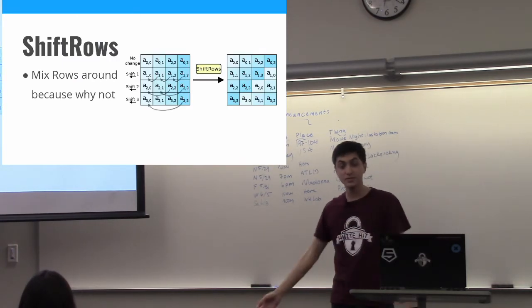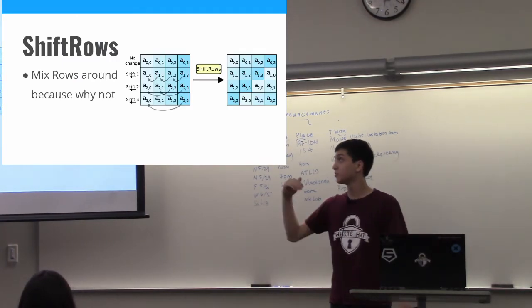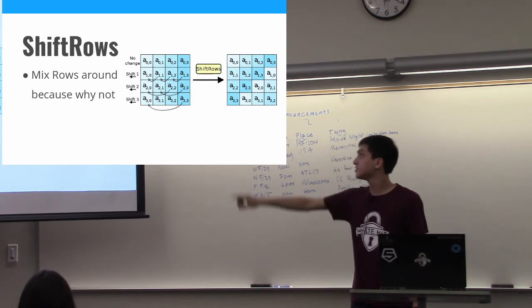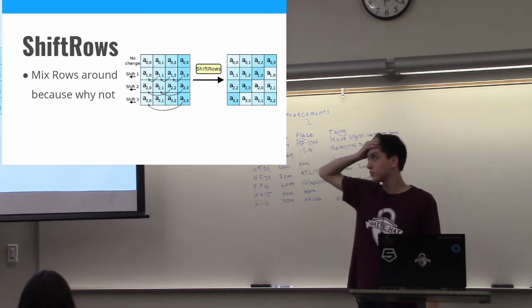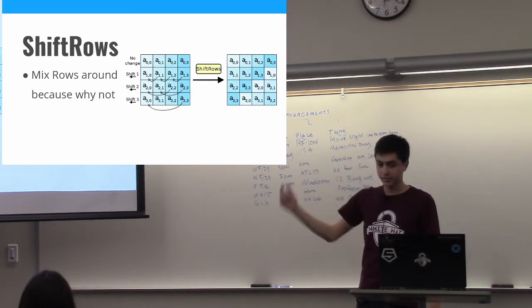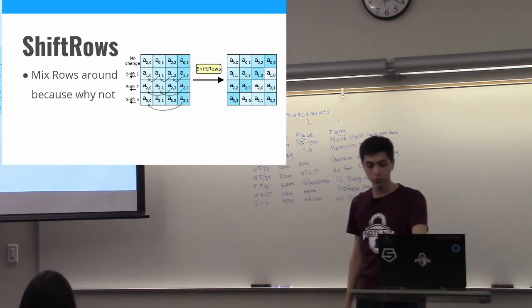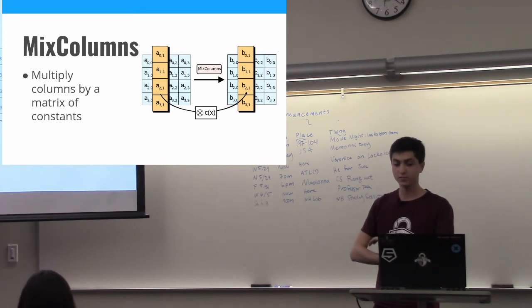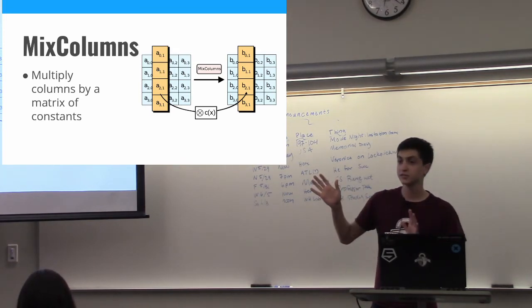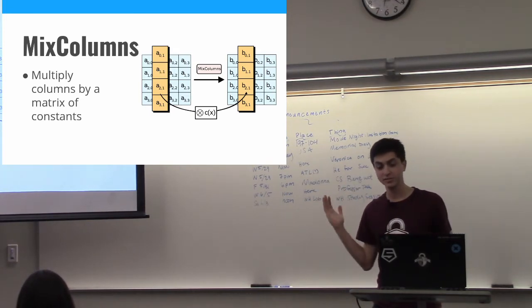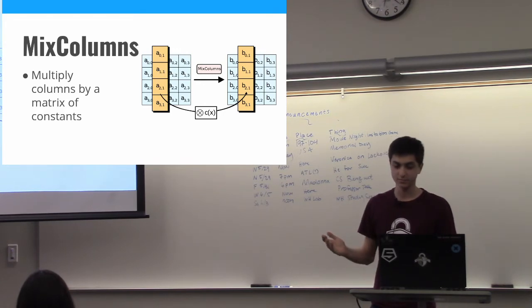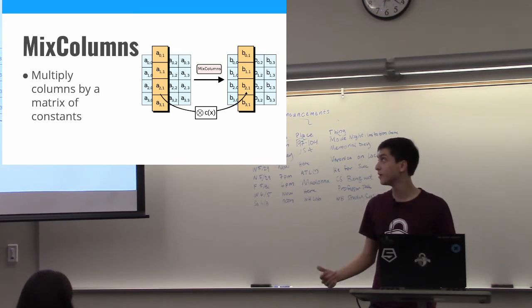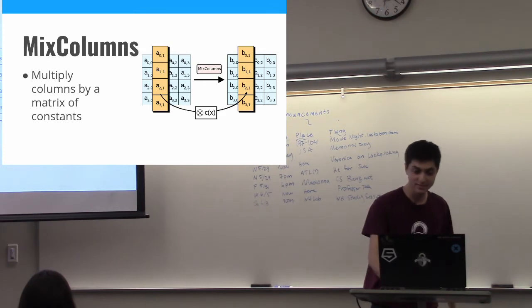Shift rows mixes around the columns, or rather the rows, because why not? It basically just shifts rows over, except the first one, like a rotate. Not too important for this attack, but it does it. Mix columns: you basically multiply the matrix by another matrix of constants. Not too important in this attack, but it's a thing that happens.